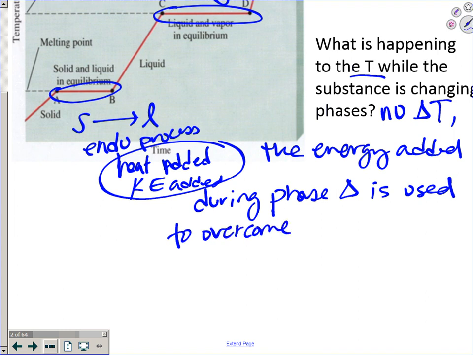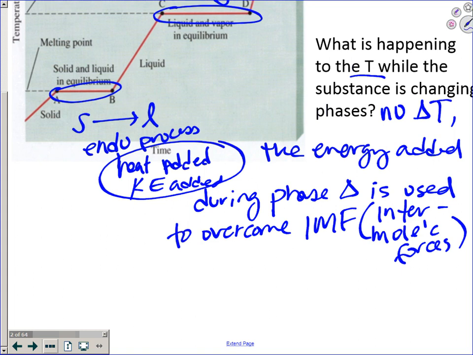What do we usually call the things that are holding molecules close together? Not bonds necessarily. That would be not just holding close together, but attaching molecules to each other. Intermolecular forces or attractions, right? So the energy added during phase change is used to overcome IMFs, intermolecular forces of attraction.